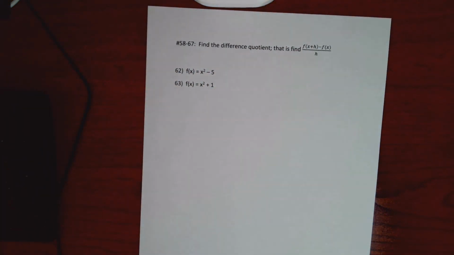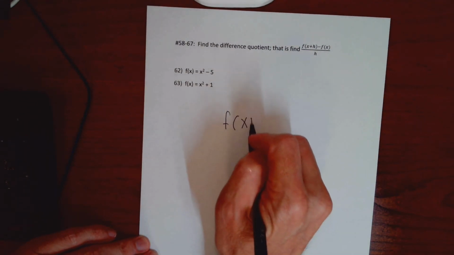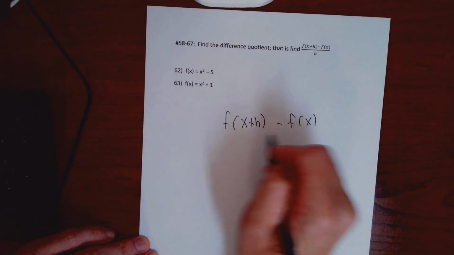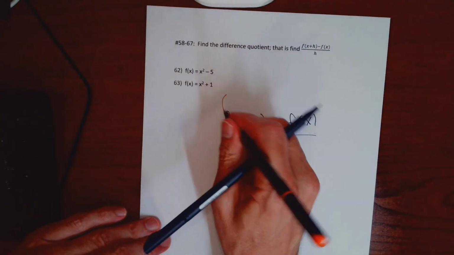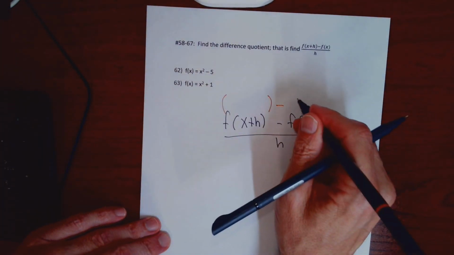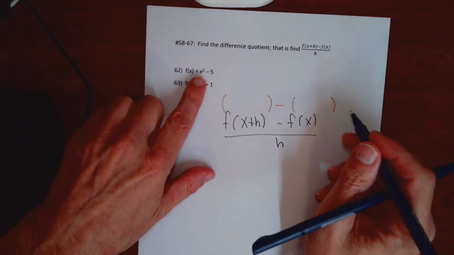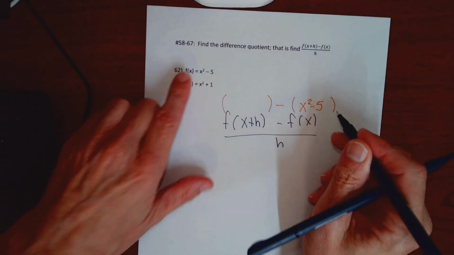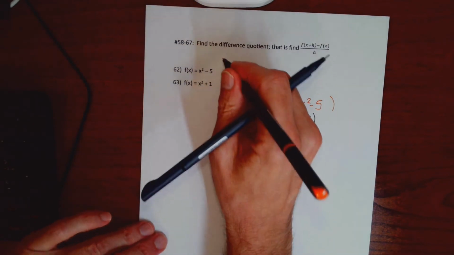Problem 62 gives me something a little uglier, but not undoable. So for 62, I'm asked to find the difference quotient, f of x plus h minus f of x all over h. And I need to replace the f of x plus h and the f of x with stuff that fits the problem. F of x I can change to x squared minus 5. That's what the problem tells me f of x is. F of x plus h isn't given. I need to figure it out.